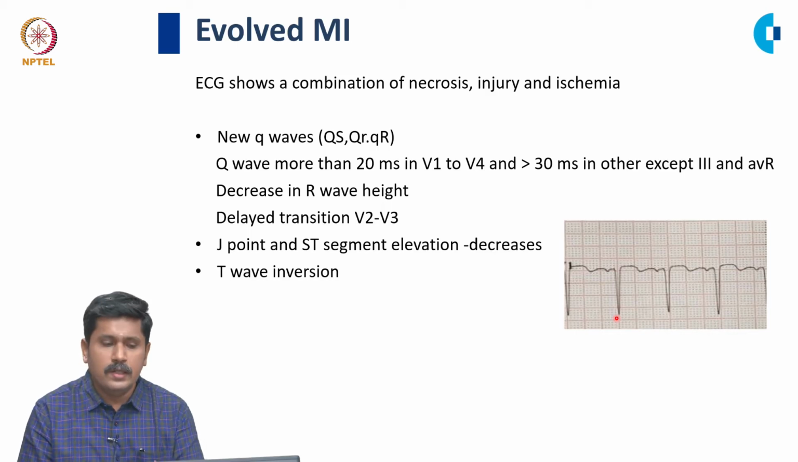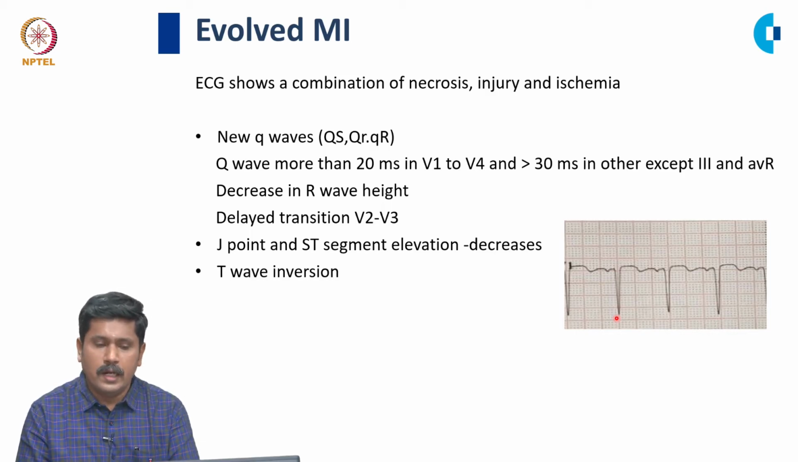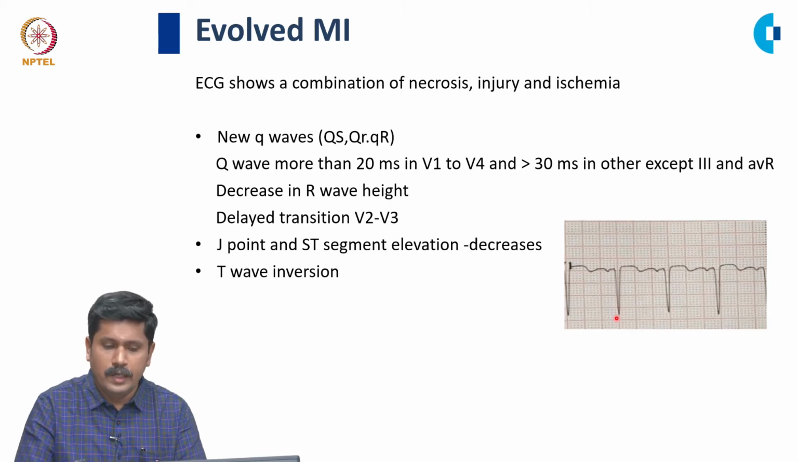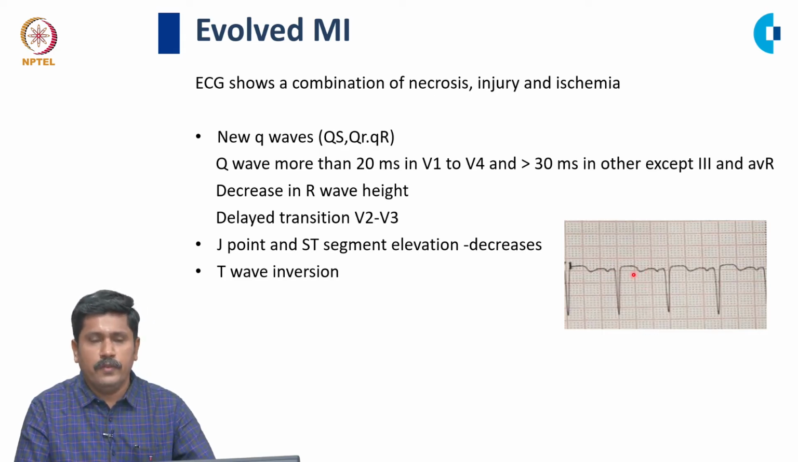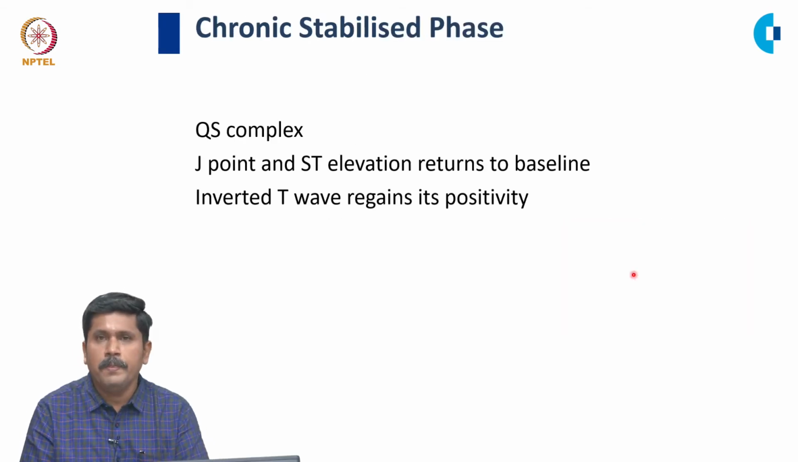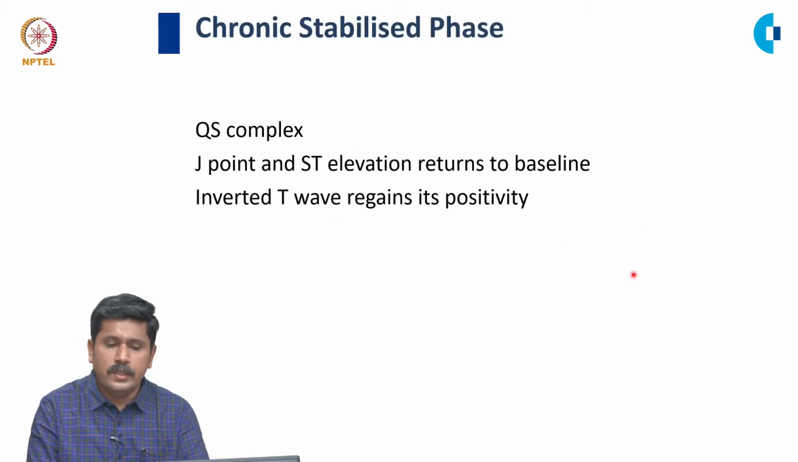There is also a decrease in R wave height and delay in the transition from V2 to V3. The J point and ST segment elevation also decrease, and there is T wave inversion. So, these are the features of an evolved myocardial infarction. The next stage is the chronic stabilized phase. In the chronic stabilized phase, usually the J point and ST elevation return to baseline, and the inverted T wave regains its positivity. The only manifestation is a QS complex.